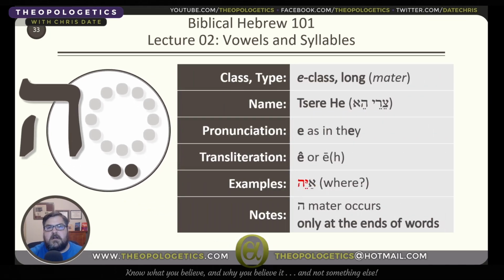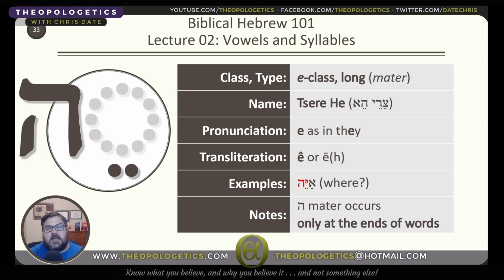This is a long vowel. It's one of these mater lectionis letters, or vowel letters. It's pronounced, remember, the maters just continue the previous vowel sound. So this is pronounced the same way as an ordinary tsere, like the E in they, but it's transliterated either with an E that has a little upward pointed caret over it, or the tsere transliteration, the E with a line over it, followed by an H in parentheses.